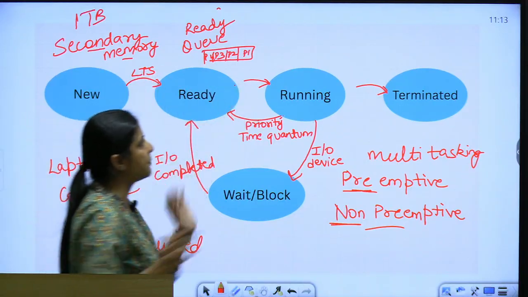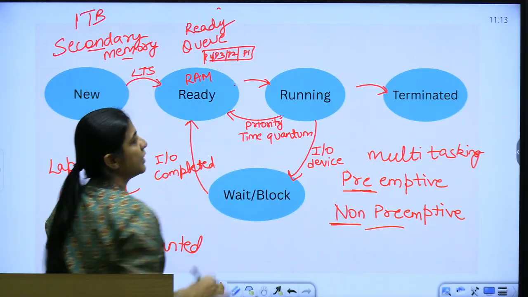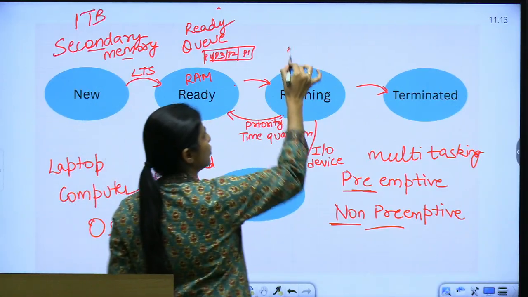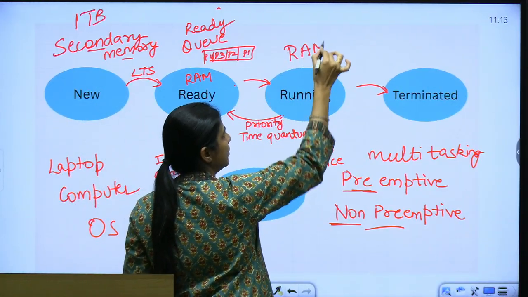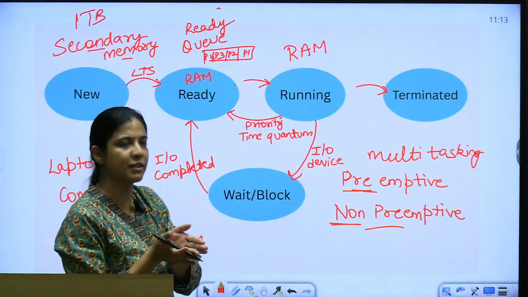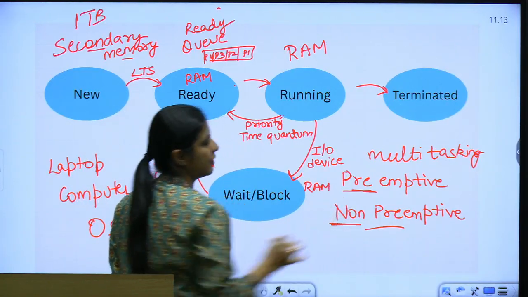Here what will happen? Here also our process is in RAM. Here it was in secondary memory. Here it is in RAM. Here also we are using RAM only, right? Only the address will change, that it is shifting from one place to another. Again here our process is in RAM.